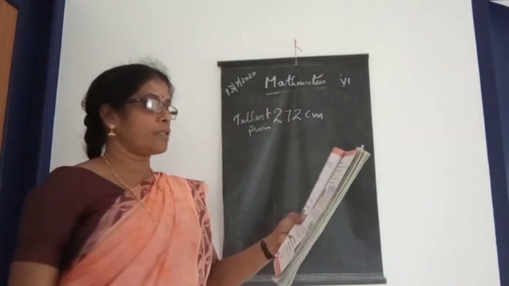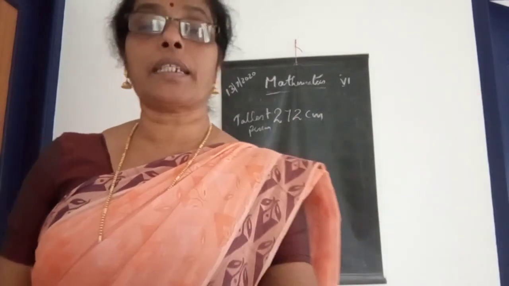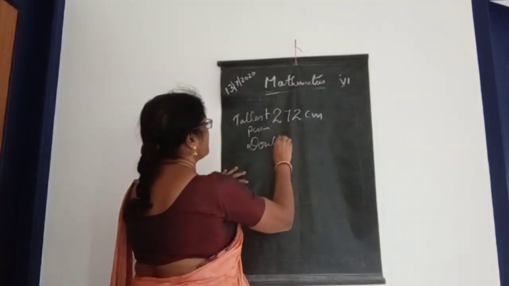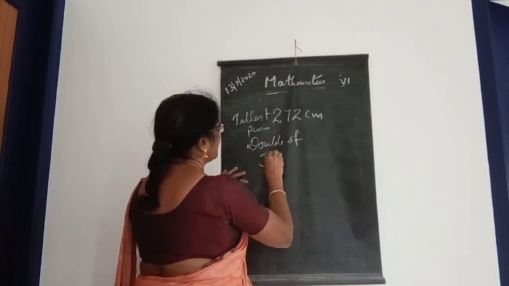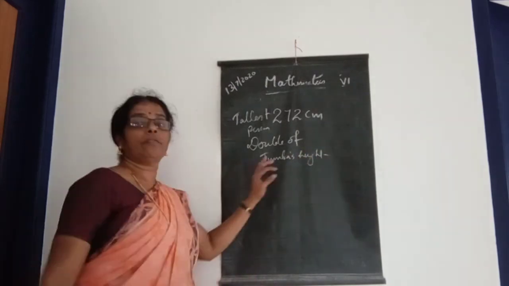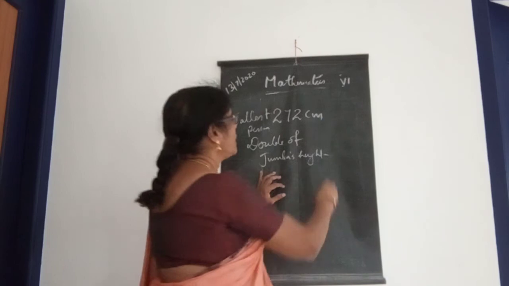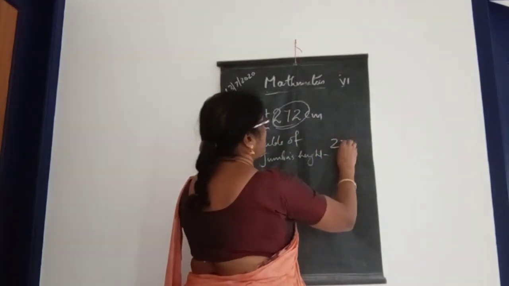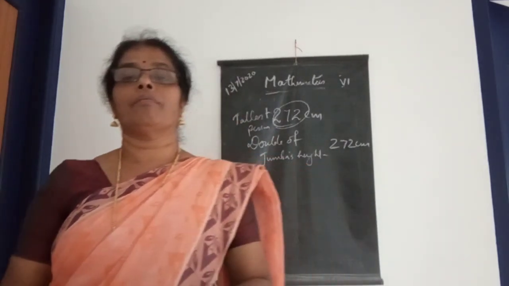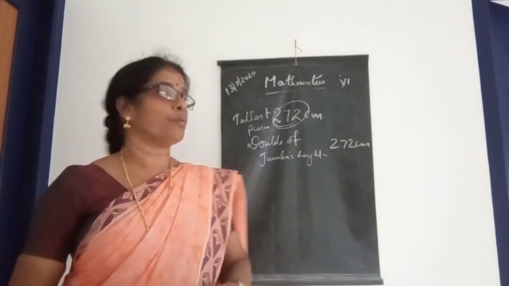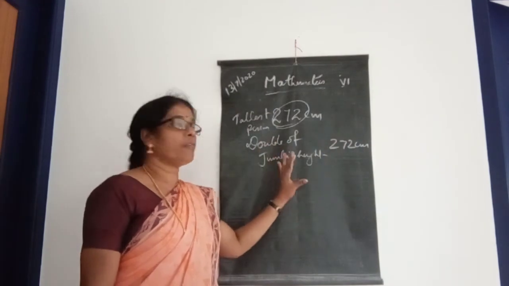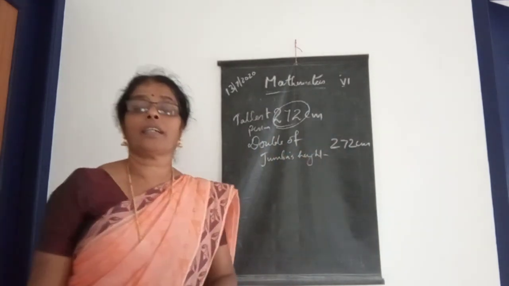That 272 centimeter, Jumba is telling, is double of Jumba's height. Which one is double of Jumba's height? That is this 272 centimeter. Then what is the height of Jumba? The question is, what is the height of Jumba? This 272 centimeter is the double of Jumba's height.